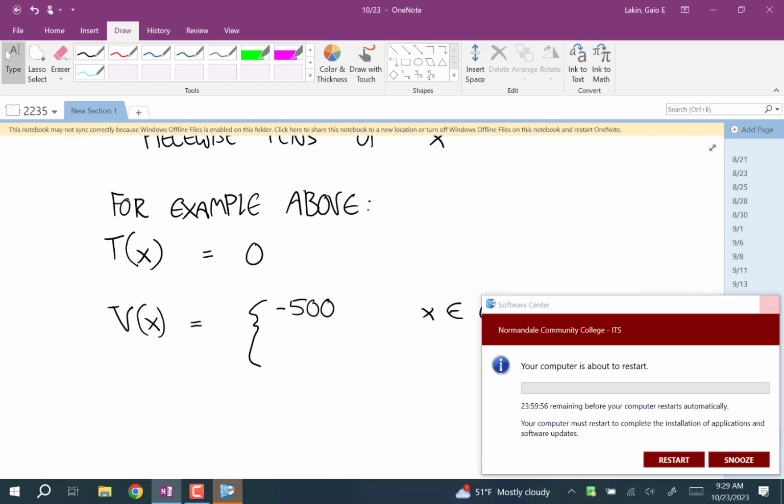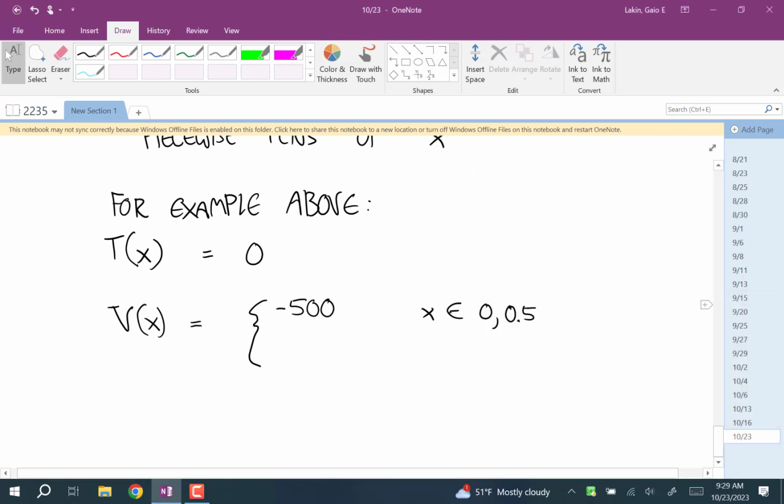Okay, so then it switched to positive 500 for x's in the range from 0.5 to 1.